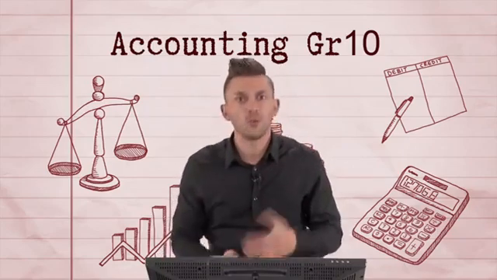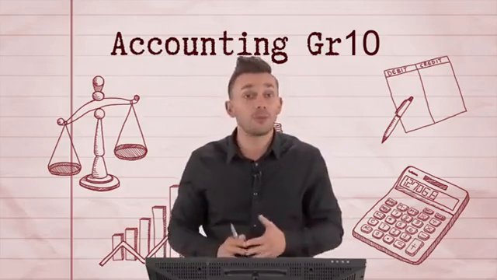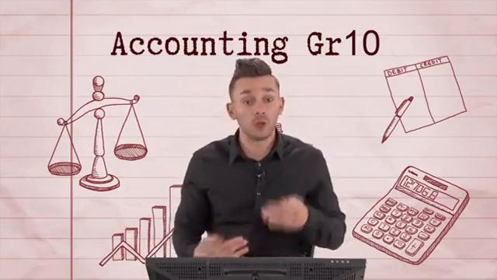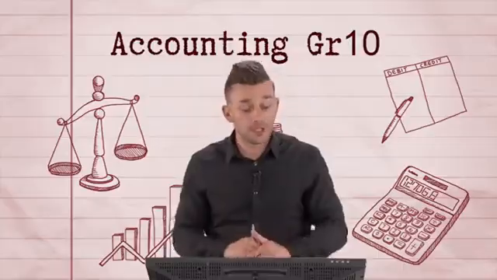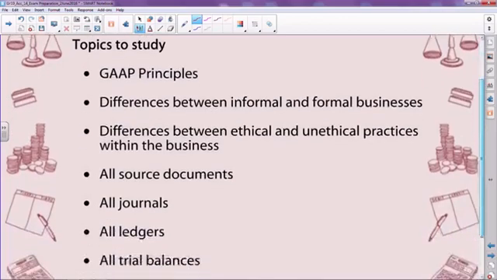Now, what is the work that you need to know? Remember, we started already in the beginning of January with new work, where we looked at the Grade 10 principles. We looked at the informal and the formal businesses. So what are the differences between those two? You need to know it. So let's go down on the slide.